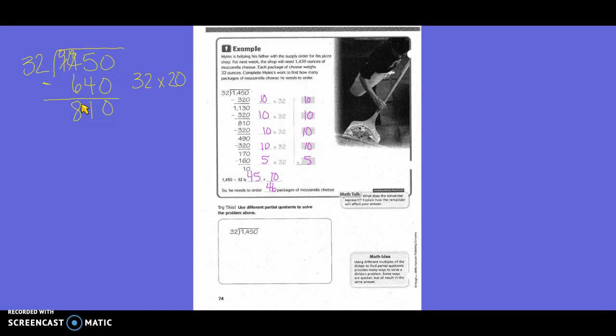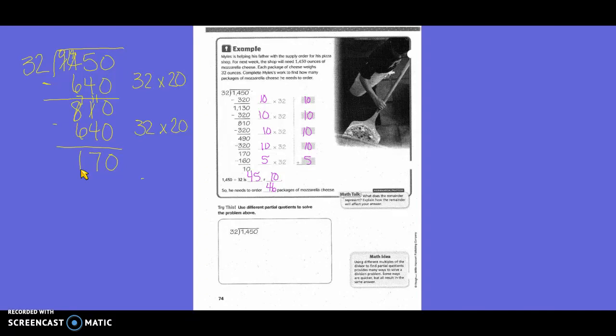So could I do 32 times 20 again? Yes. Okay, so 32 times 20, which gets me 640, we said. So 0 minus 0 is 0. This 1 becomes an 11, and this 8 becomes a 7. 11 minus 4 is 7. 7 minus 6 is 1.